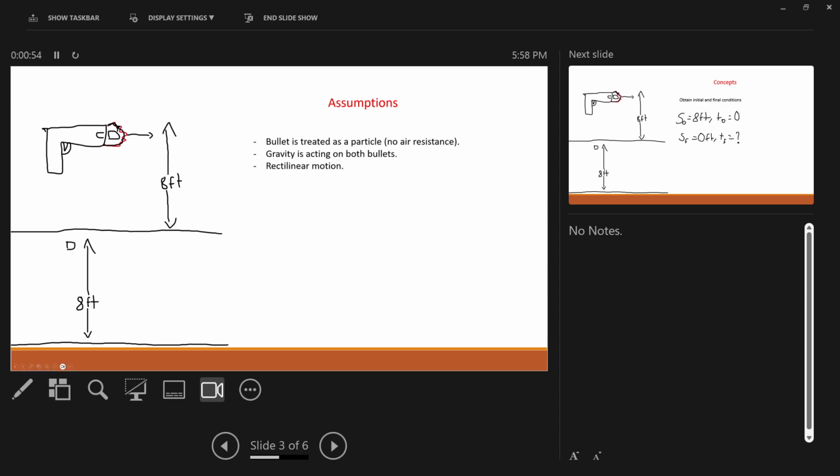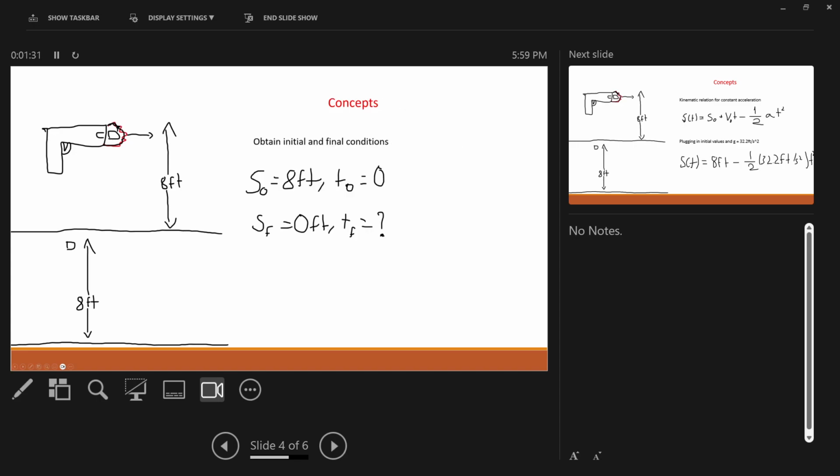Here are some assumptions that can be made on both of the bullets. Both of these bullets can be treated as a particle, so there will be no air resistance acting on it. And we can also assume that gravity is always acting on both the bullets. And finally, they are both moving in a rectilinear motion. It's much easier to see that this bullet in the second diagram will be falling in a straight line compared to the first one, because there's no horizontal component to the second diagram. But they will both be moving in rectilinear motion.